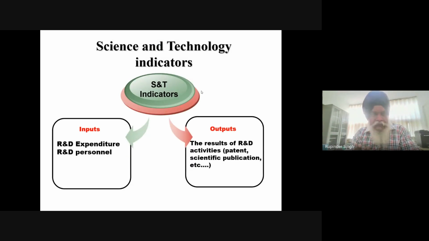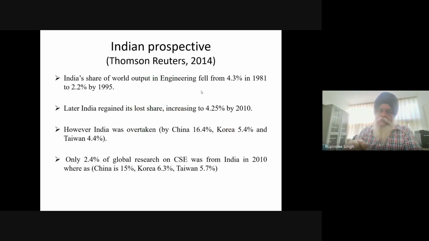Now there are some indicators, like how much input you put in on the personnel you hire for R&D, what the R&D expenditure is, and then the output you can observe in the form of publications, IPRs, patents, copyright, and all this, right? Now this is the last theory slide, then we will talk about the tool. This is one perspective by a third party, which is Thomson Reuters.